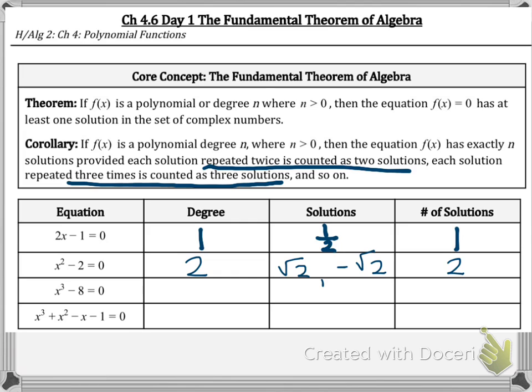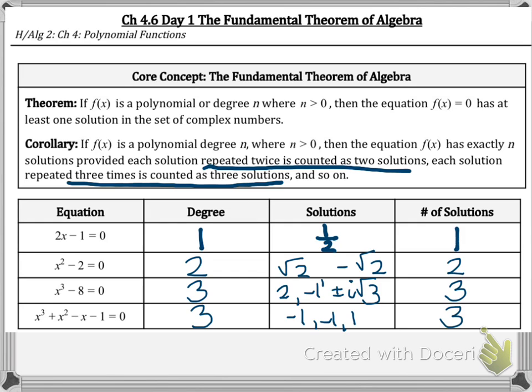x cubed minus 8, that is degree 3. The solutions to this would be 2, and then negative 1 plus or minus i root 3. So these are 3 solutions. We have negative 1 plus i root 3, and negative 1 minus i root 3, plus the 2. So that's 3 solutions. Then the last one, the degree is 3. The solutions would be negative 1, and 1. And so again, that is 3 solutions.